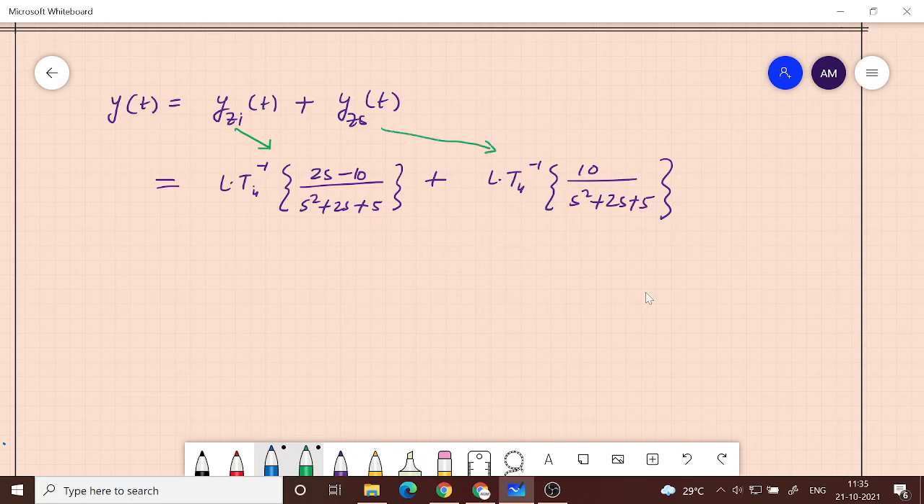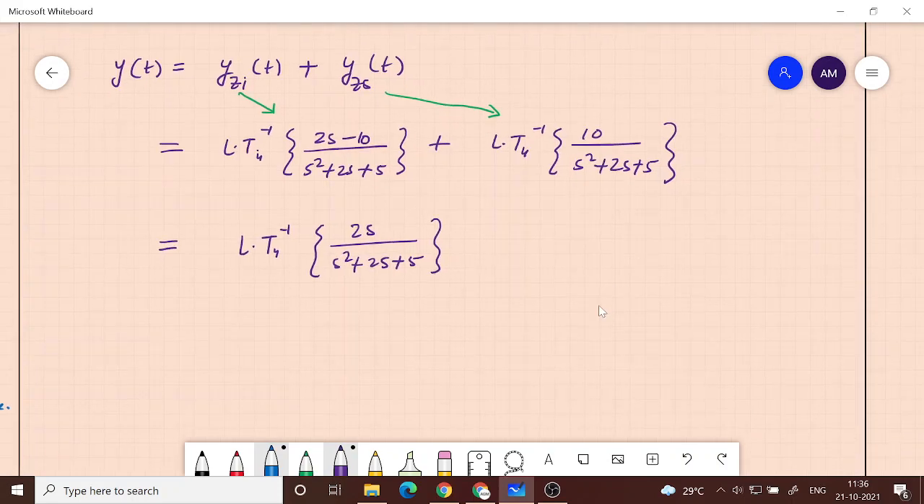But if you are not interested in separating it out, I just want the total. Our question was just to find the total response, so we don't need to categorize it. So I can also just write it as 2S by S square plus 2S plus 5, because this minus 10 divided by this and plus 10 divided by this will just cancel off. So that's what we need to find out.